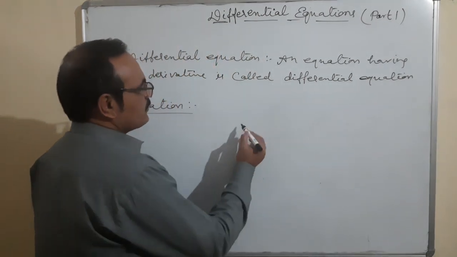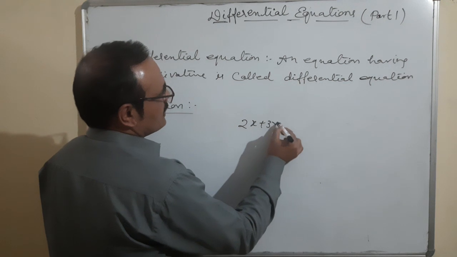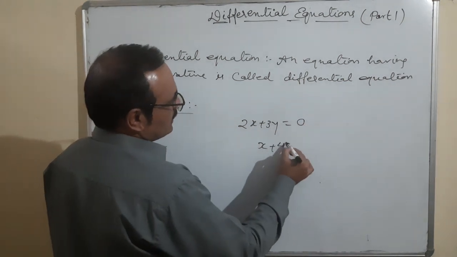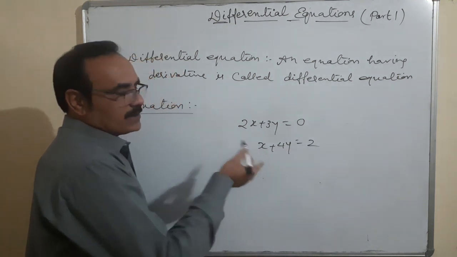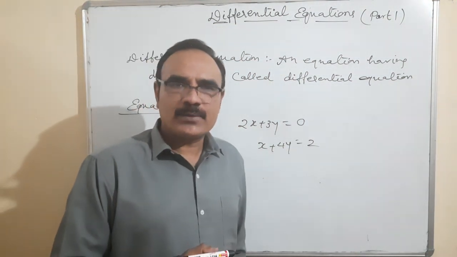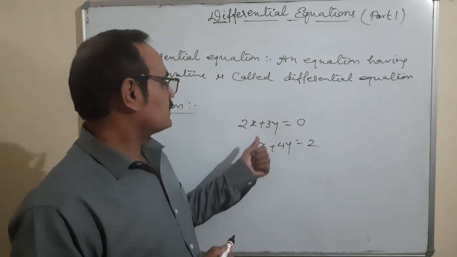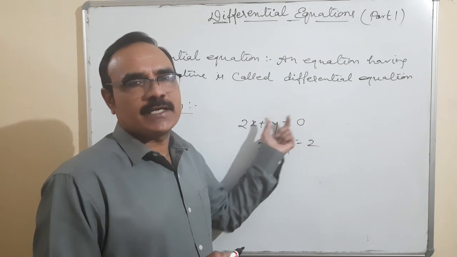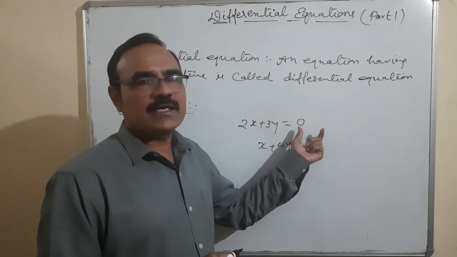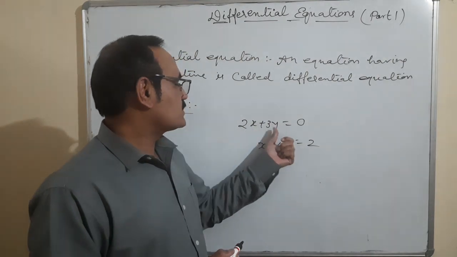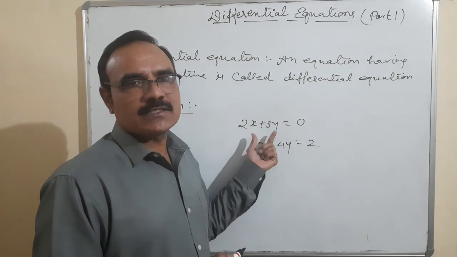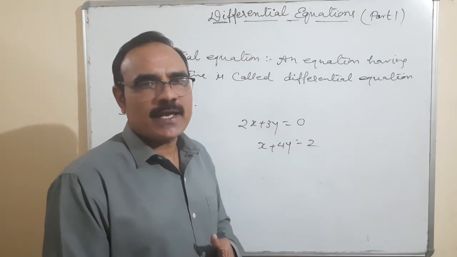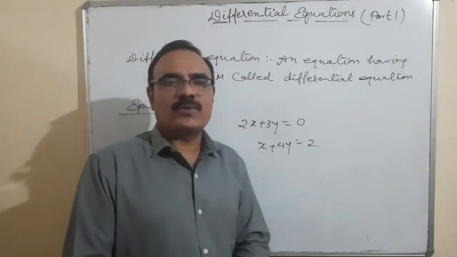For example, suppose I would like to write here 2x plus 3y. In class 9th you have studied 2x plus 3y is equal to 0, or x plus 4y is equal to 2. These are all called equations. What is the reason? Because there are two variables and an equal sign. They are balancing statements, left hand side as well as right hand side. So when we substitute values in place of the variables x and y, you get the result 0. So these are the solutions of x and y, and this is called an equation, right?